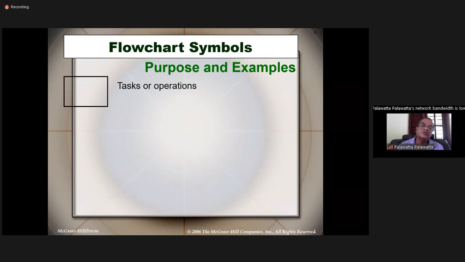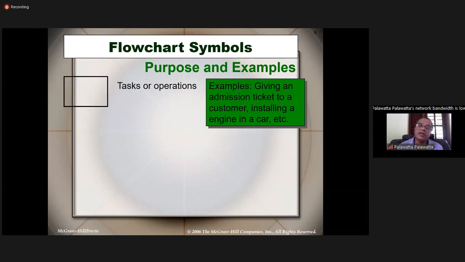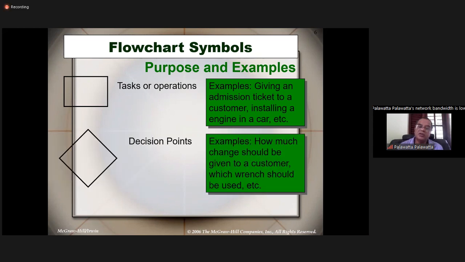So, we use a rectangle to denote tasks or operations. This flow chart is similar. Examples: giving an admission ticket to a customer, installing an engine in the car. These are tasks, or operations. And decision points are shown as a diamond. Examples: how much change should be given to a customer, which range should be used. So these are decision points.